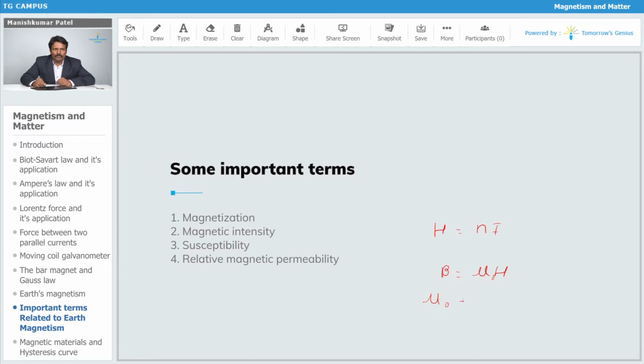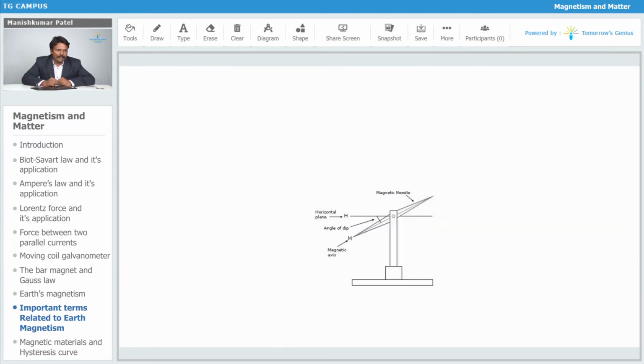This mu naught we are going to call the permeability of free space. So I can write it down, that is the permeability for free space. And this one we have just concluded.